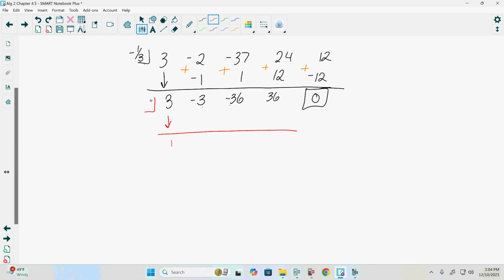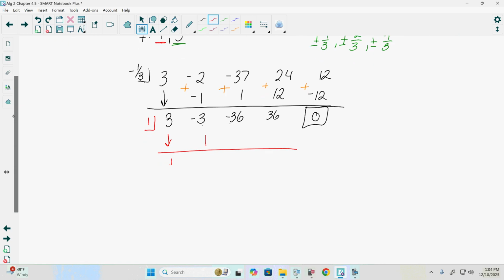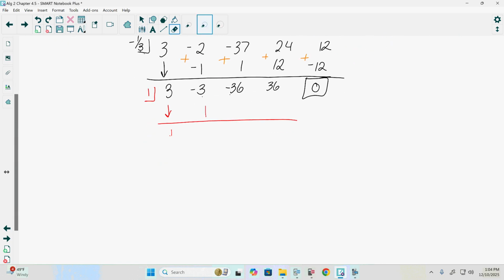Now the other solution value we found was +1. We're going to repeat the process. 1 times 1 gives us... make sure. Oh, nope. Brought the 3 down. 1 times 3 is 3.